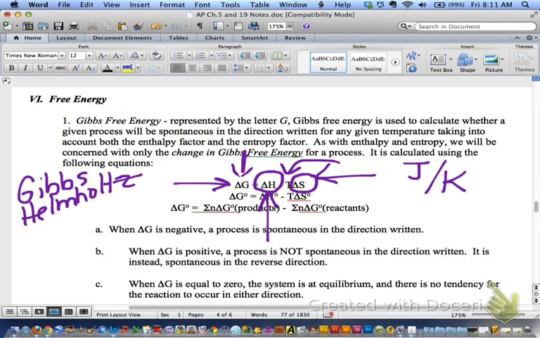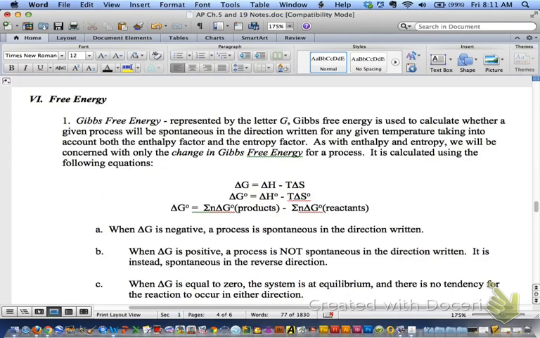Okay? Now, if the sign of delta G is negative, so right here, when delta G is negative, that tells us that for the reaction written in the direction that it is, that process is spontaneous, meaning that it will occur without continuous outside intervention. If delta G for a given reaction is positive, then that tells us that the reaction is not spontaneous in the direction written. And then the third option is, well, what if delta G is equal to 0?